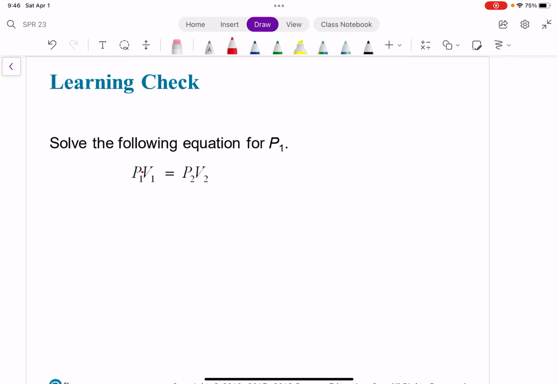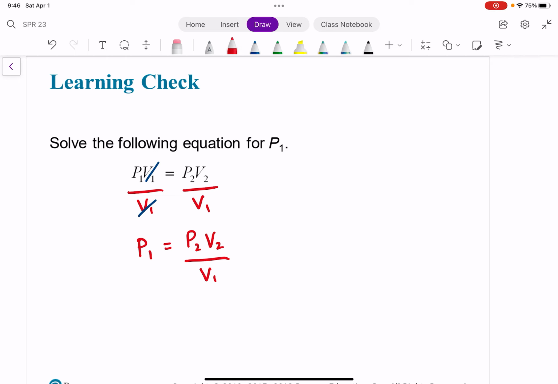Yeah, dividing. So let's divide by V1 on both sides, because whatever I do to the left, I gotta do to the right. That's just how it works. It's the law. Okay, so now I can cross off my V1 and my V1, and I'm left with P1 equals P2 over V2, or sorry, P2 times V2 over V1.